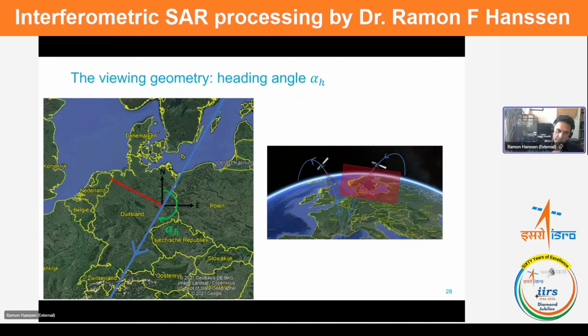But if you look at the satellite perspective, we have the north-east axis over here. The satellite is in a descending orbit, and the heading in this case would be maybe 190 degrees or so. So heading a little bit west of south, south-southwest, I should say here.